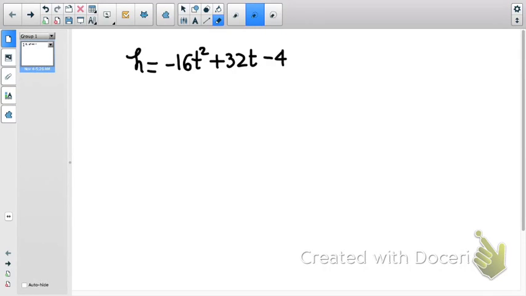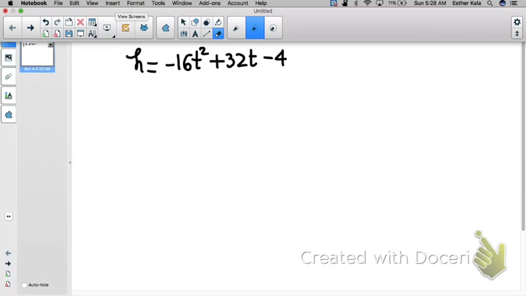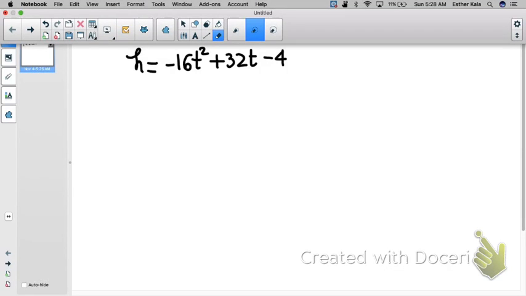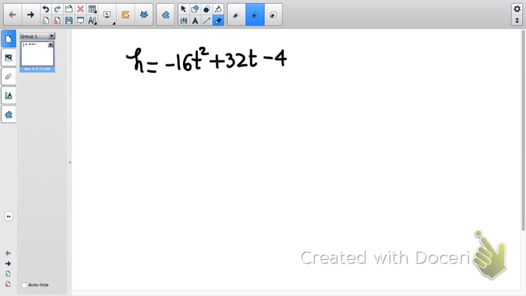So we have this equation of the trajectory of the ball. I forgot the name of the ball, but that's the trajectory. H is equal to negative 16 t squared plus 32 t and negative 4. And what we're asked to find is H max and also the time in the air.